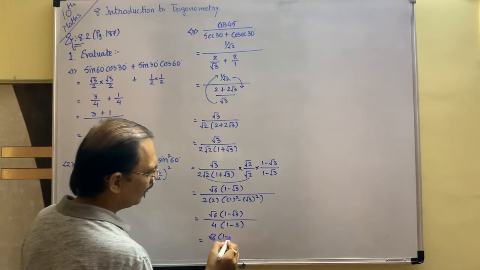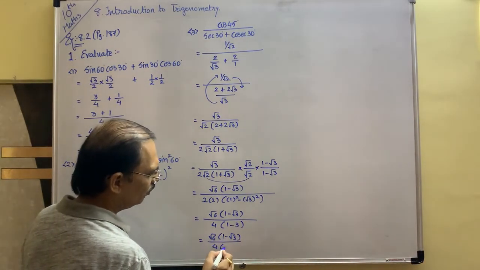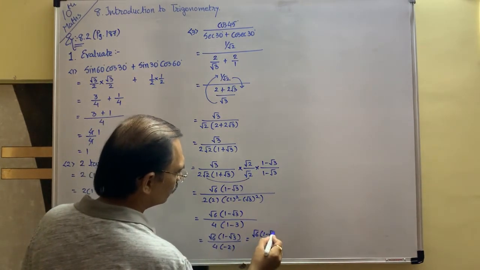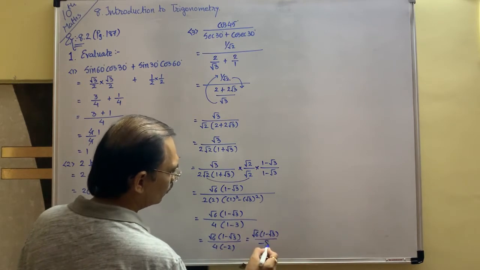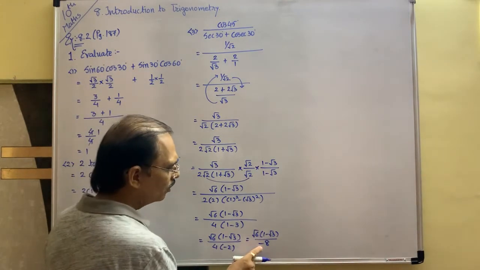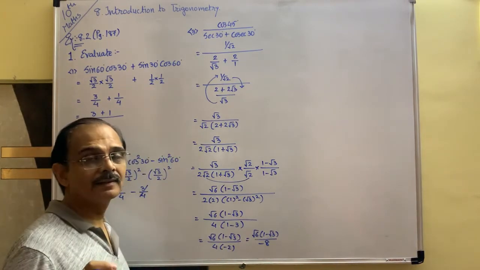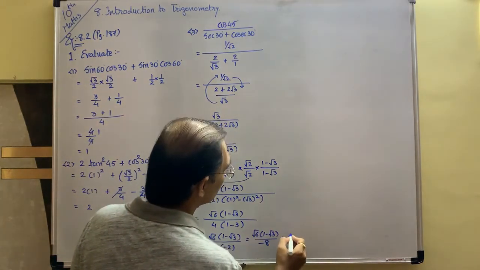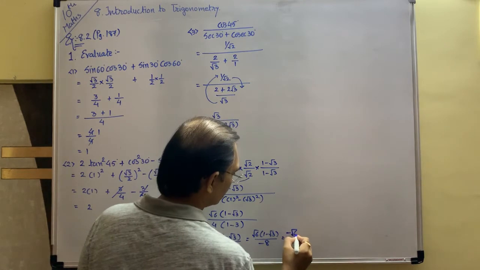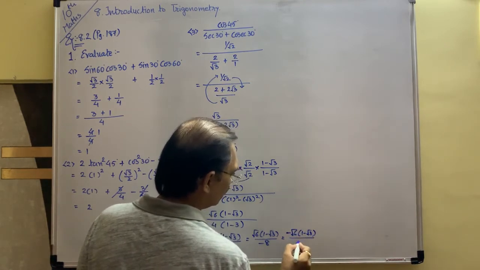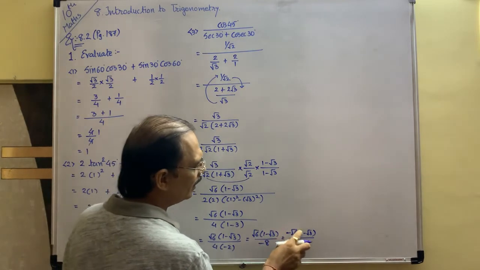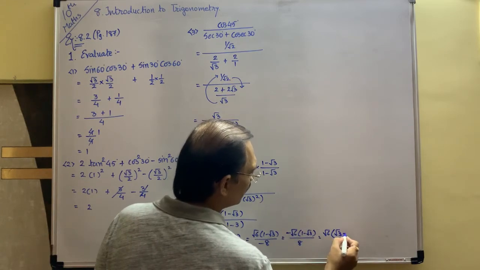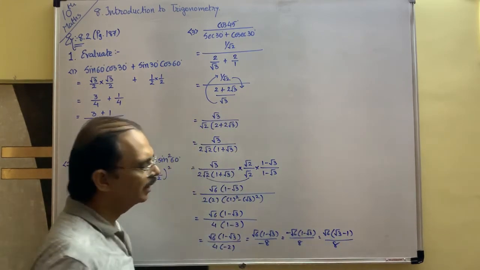Root 6, 1 minus root 3 upon 4 into minus 2. It will be what? Root 6, 1 minus root 3 upon plus minus minus 4 2s are 8. Now don't keep the minus sign in the denominator. So you have to move it to the numerator. So this is minus root 6, 1 minus root 3 upon 8. Now I move this minus sign inside the bracket. So it will be root 6, minus root 3 will be plus root 3, plus 1 will be minus 1, upon 8. This is your answer.